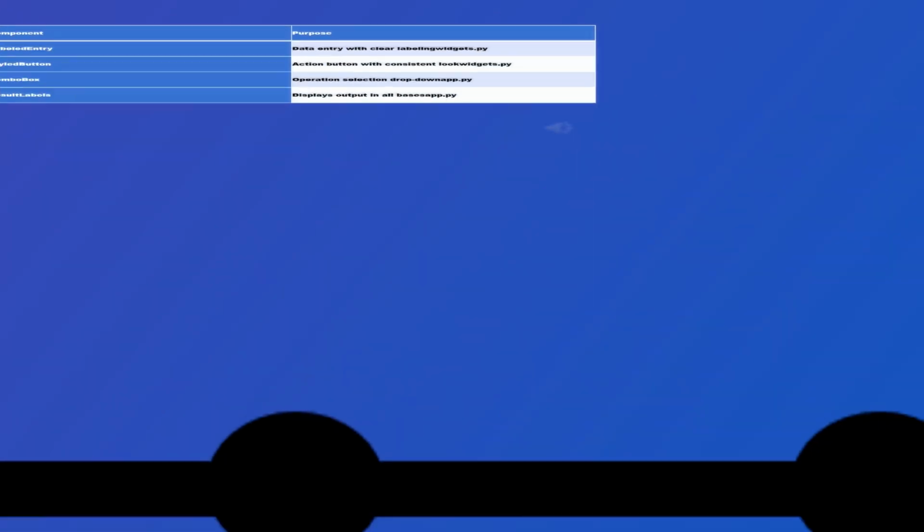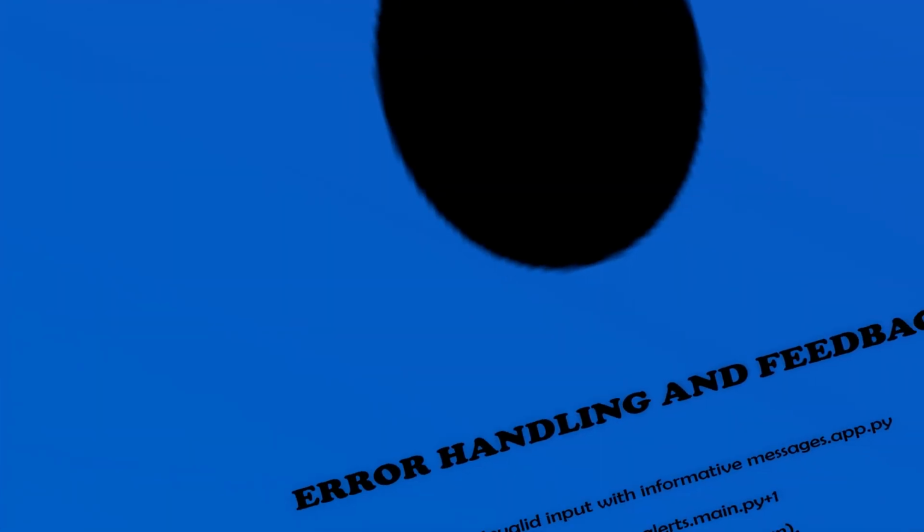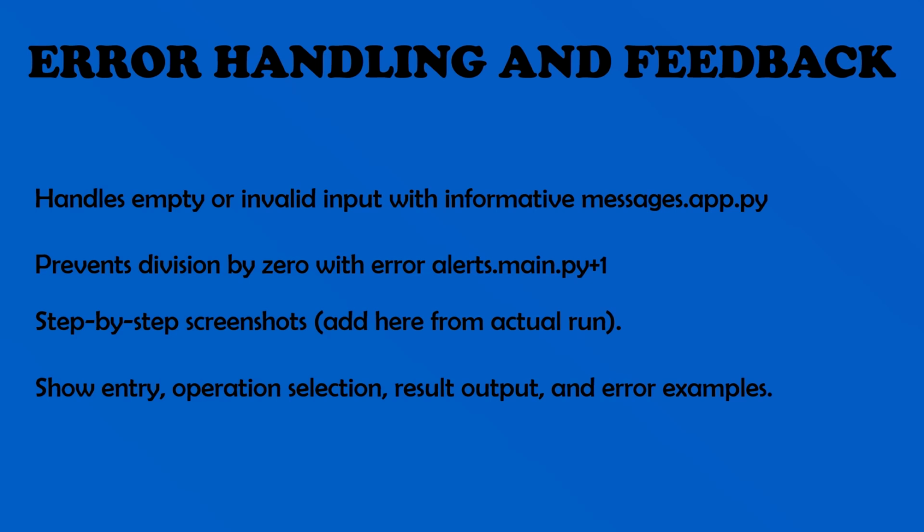The simulator handles empty fields, invalid base inputs, invalid characters, and even division by zero. Instead of crashing out, it shows a clean message like "please enter valid input" or "error: division by 0".